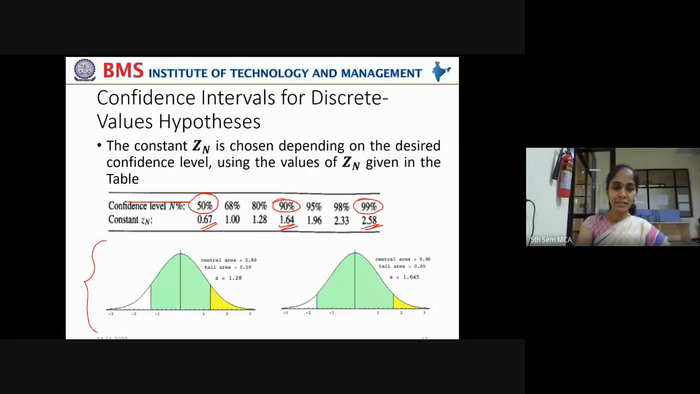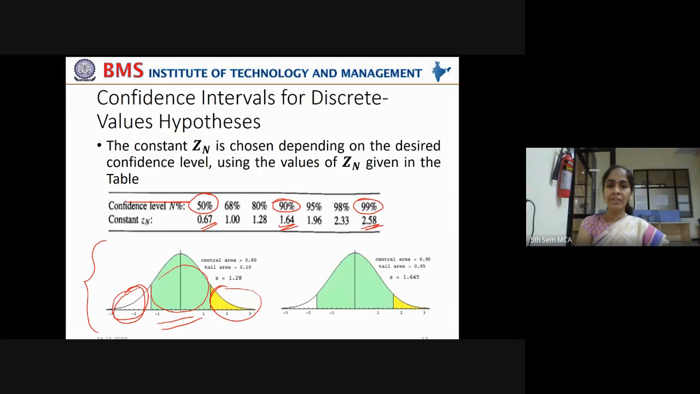Now see this diagram, this first one. Observe the distribution. Now observe the central area. If you remove this part under the curve and this part under the curve, this green part is 80% of the area under the curve. If you take the total area as 100%, this green area will attribute to 80% of the confidence interval, and these are called tails.